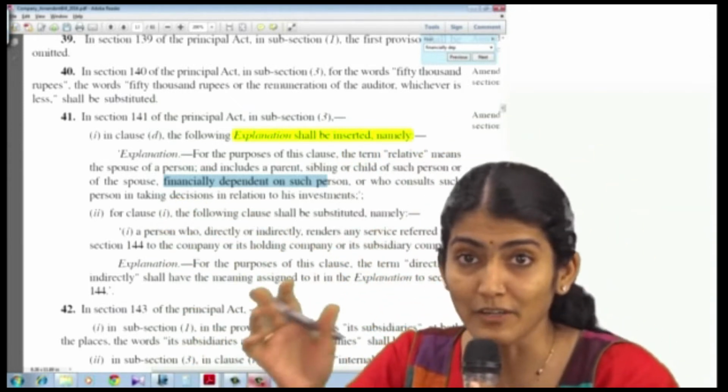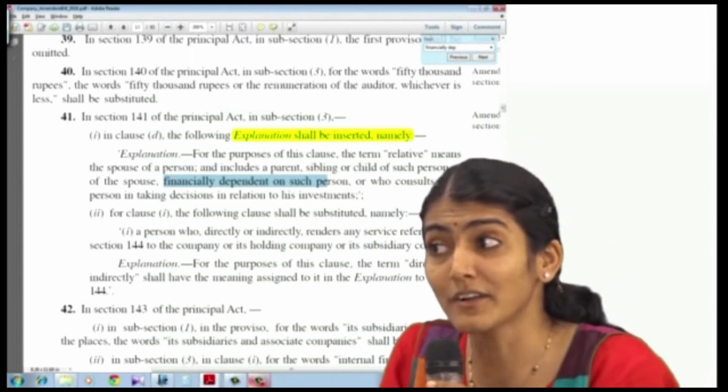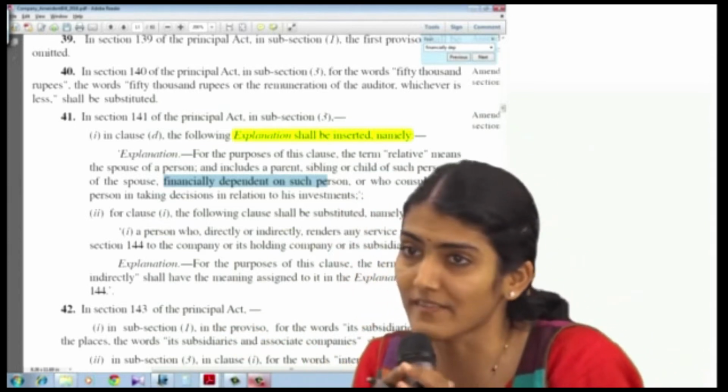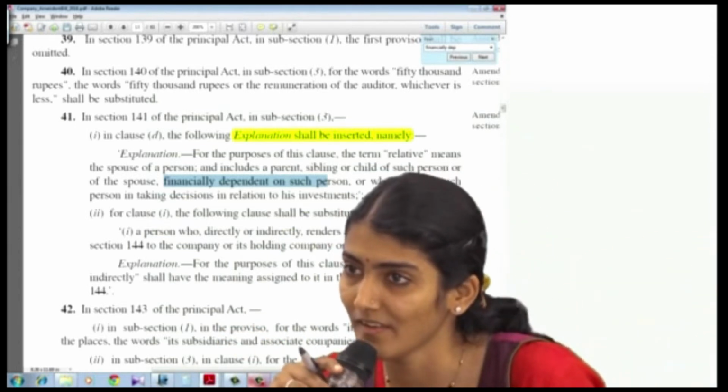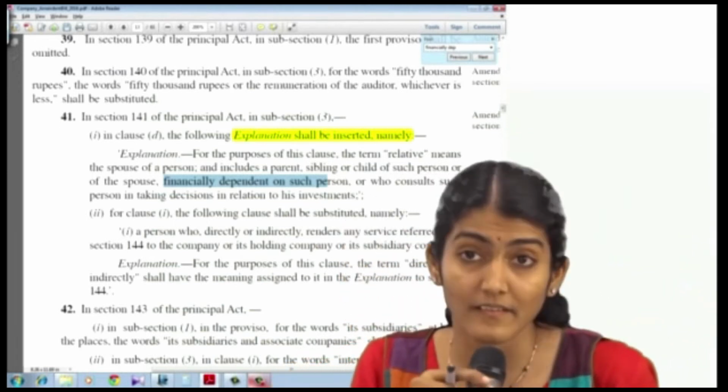But what does it say? He is not financially dependent on you. He does not consult you. Then you purchase. Do whatever you want to do. Right? Do you understand?